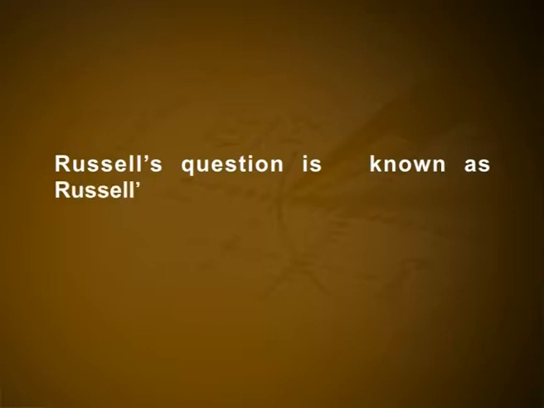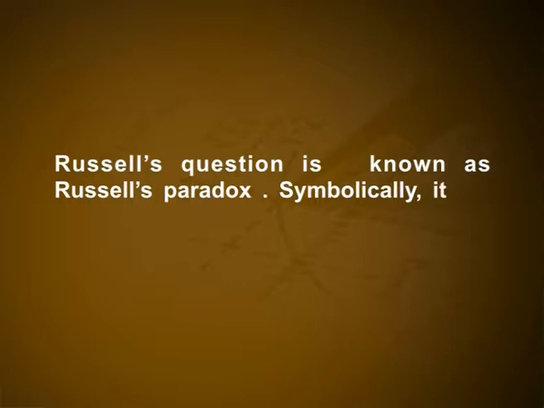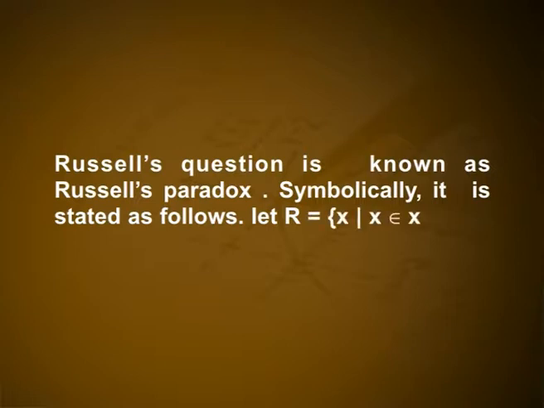Russell's question is now known as Russell's paradox. Symbolically, it is stated as follows. Let R = {x : x ∉ x}. Then R ∈ R implies in both ways that R ∉ R.